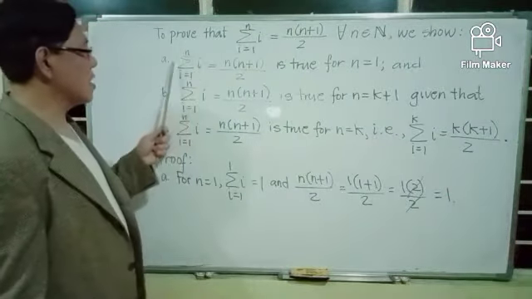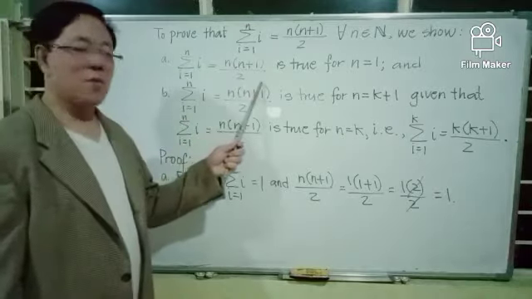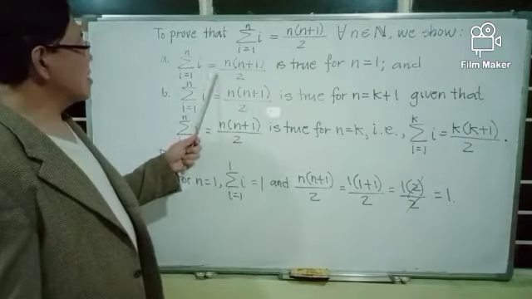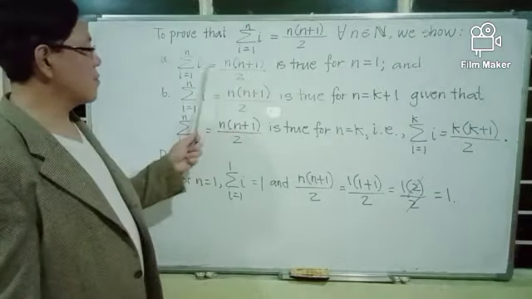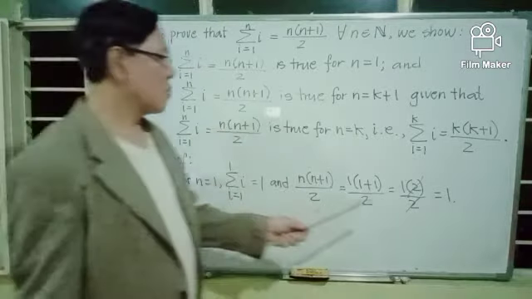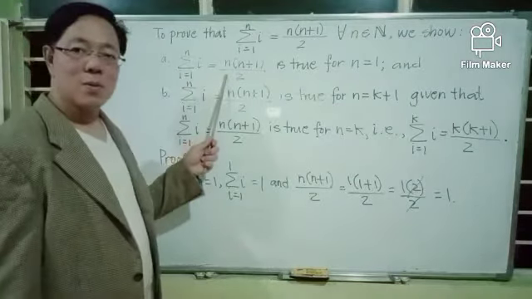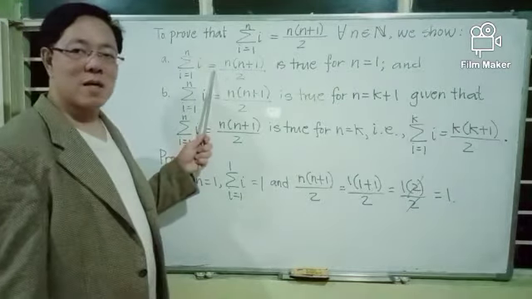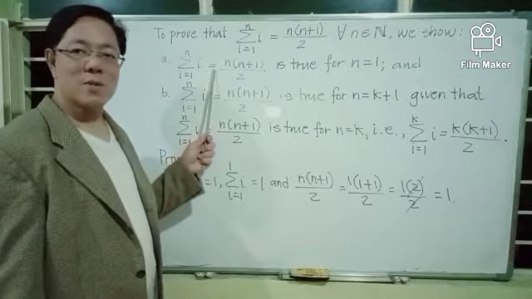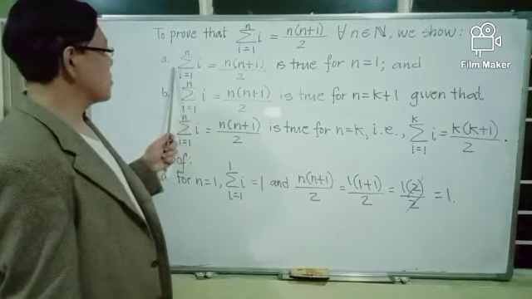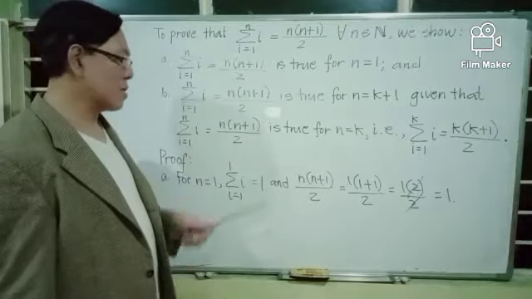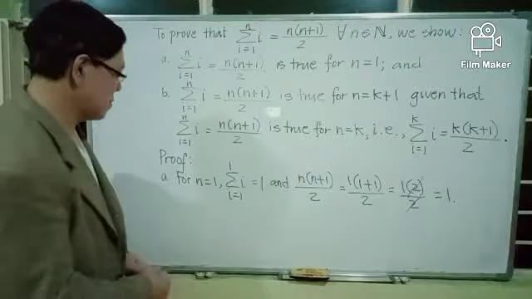So the left-hand side of this statement or equation is 1. And the right-hand side of this equation we have shown is also 1. So this equation is true, the equality is maintained. The equality between the left-hand side and the right-hand side is true for n equals 1.